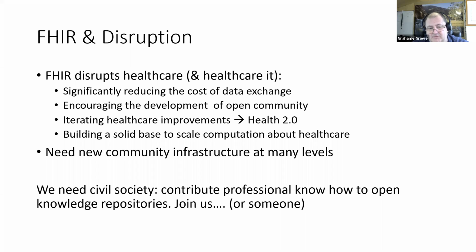And it's across the board that we're targeting that kind of cost reduction for data exchange by making it a commodity. We do that by encouraging development of an open community and then iterating our improvements. Our goal here is to lead to what's sometimes called Health 2, a different healthcare system. As well, we want to be able to scale computation about how healthcare is actually working. But to do all that, we need community infrastructure at many, many levels. There's a whole pile of things that need to be built on top of what we're doing.